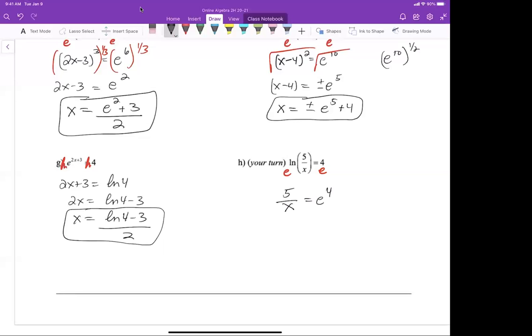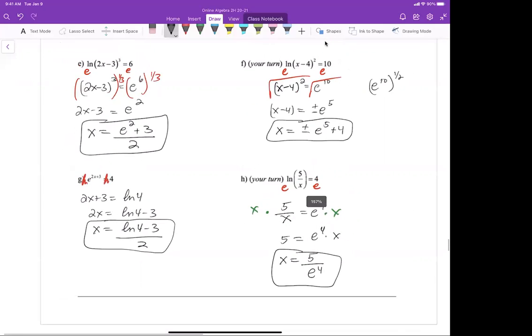Okay, how do I undo this? I have x as a denominator. I want to get it by itself. So I'm going to move it over by multiplying both sides by x. When I do that, I get 5 equals e to the 4th times x. Okay, sorry, I got interrupted. Now how do I get x by itself? I need to divide both sides by e to the 4th, and I get x is equal to 5 divided by e to the 4th, and that is my answer.